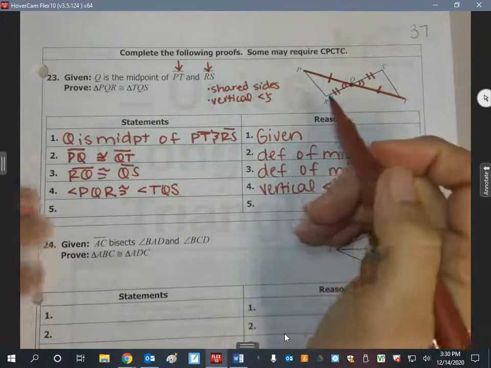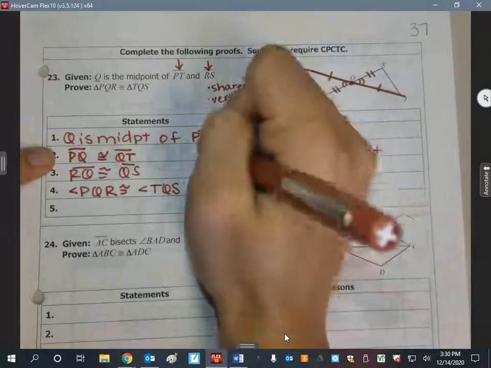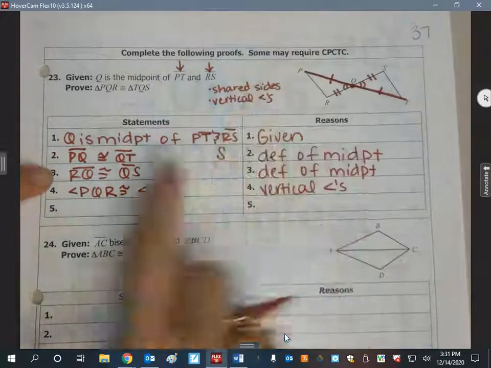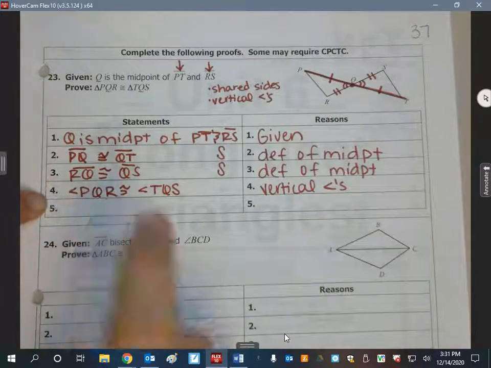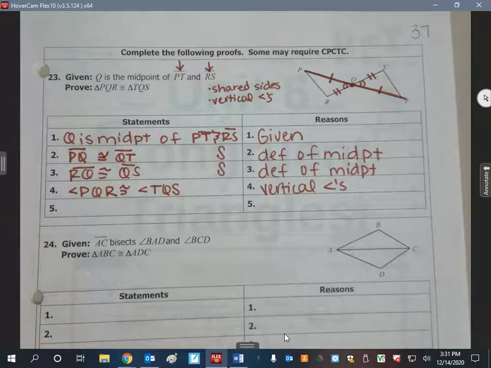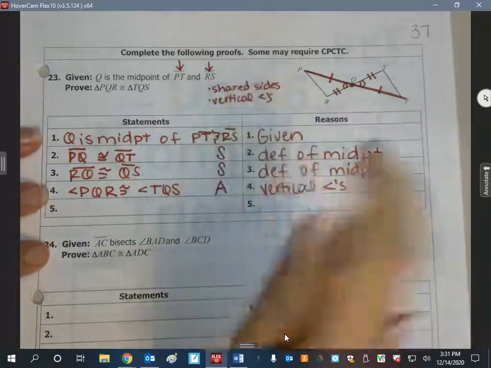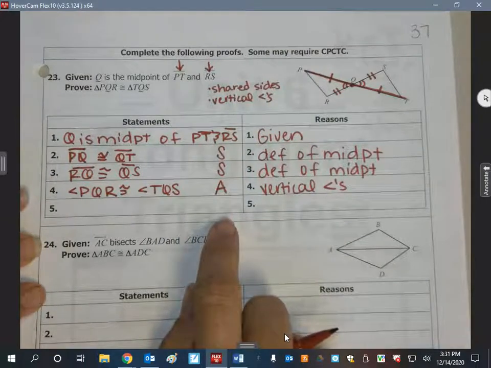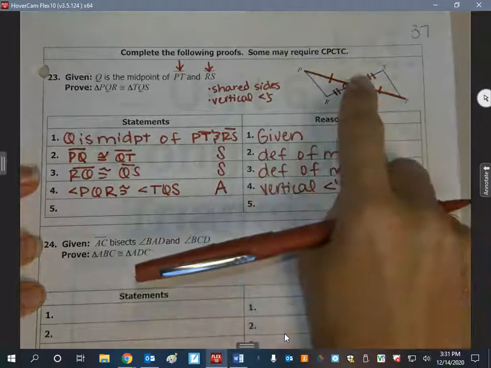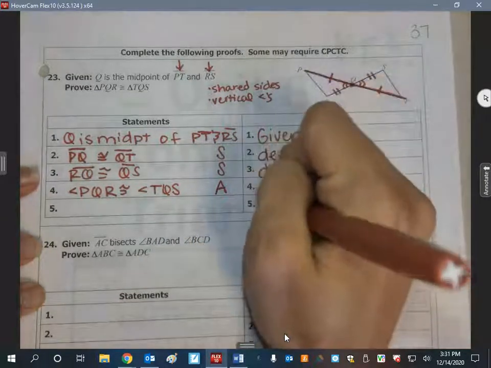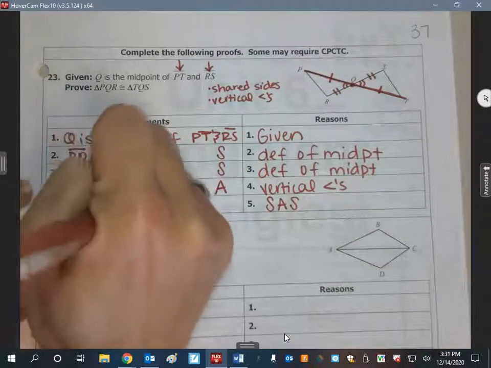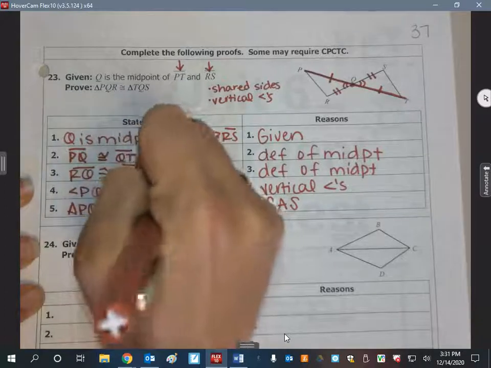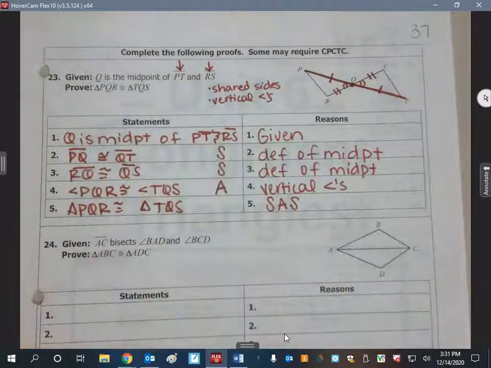Now I'm looking at my picture and I see that PQ is congruent to QT, that gives us a side. RQ is congruent to QS, also gives us a side. And angle PQR is congruent to angle TQS, is an angle. So it has to be side, angle, side. So triangle PQR is congruent to triangle TQS by side, angle, side.